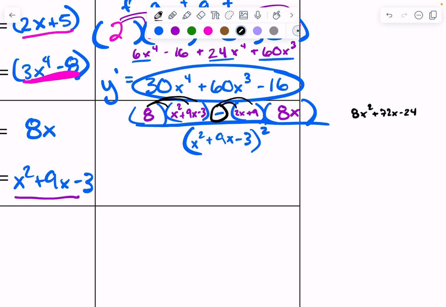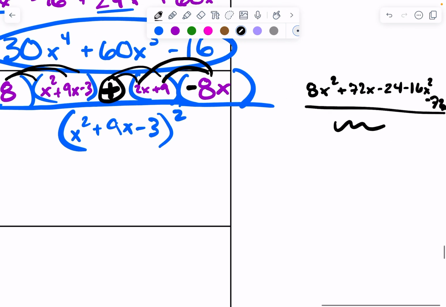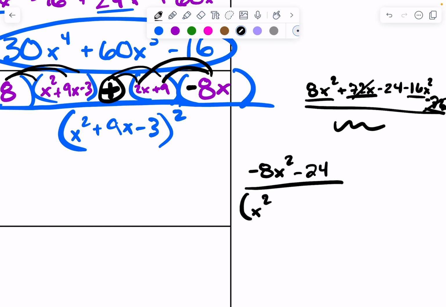So, actually, here's what I'm going to do. I'm going to change this to a plus, and I'm going to put my negative with my 8x. And now I can just distribute it to those two. So that'll be minus 16x squared minus 72x. Does that really cancel out like that? Over the bottom, right? Okay, 8x squared minus 16x squared is negative 8x squared. 72x minus 72x cancels. And so then I have minus 24 all over x squared plus 9x minus 3 squared.